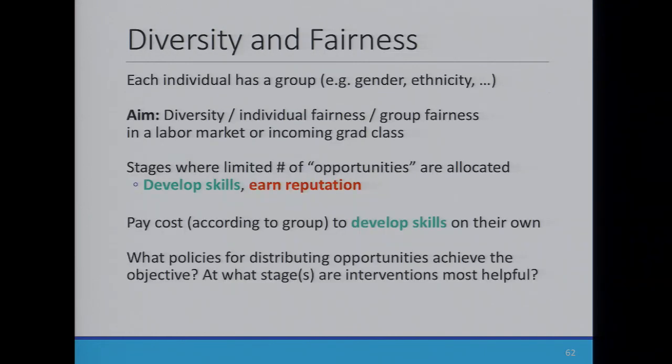Lastly, this is just a problem about diversity and fairness. Maybe we are trying to hire in a labor market or an incoming grad class, and there are different stages where you can develop skills and earn reputation, and you can pay a cost on your own to develop skills, but this cost depends on your group, so your gender or ethnicity or something. And so maybe if you come from a certain background, it costs a lot more to develop skills, so where should we intervene along the process in order to have more diversity or fairness?